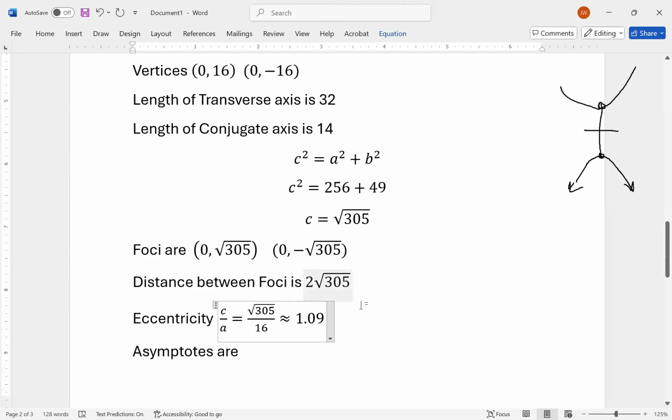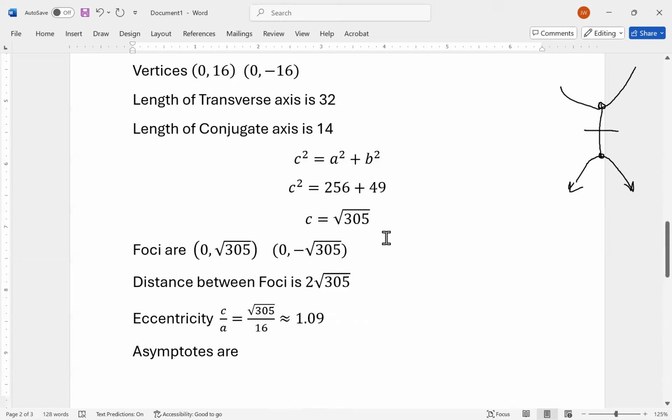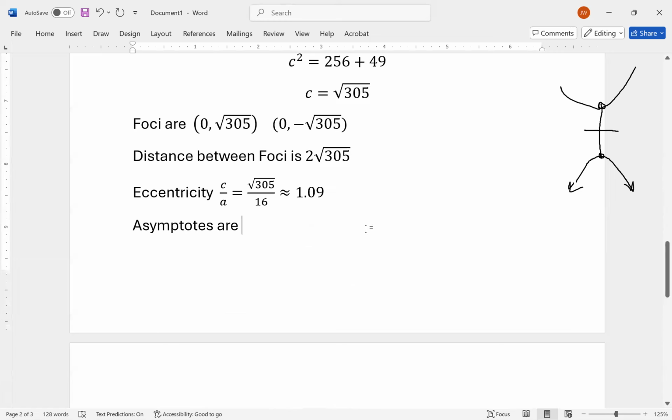Lastly, the asymptotes for this hyperbola. I always think of change in y over change in x. So I look at the number underneath the y. 16 is the a. Then I look at the number underneath the x. That's a 7. So the slope is going to be 16 over 7 and negative 16 over 7. So the two asymptotes are y is equal to 16 over 7 times x, and y is equal to negative 16 over 7 times x.